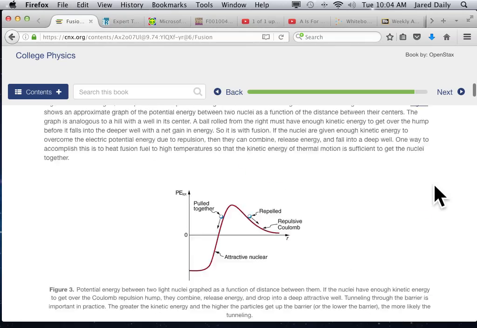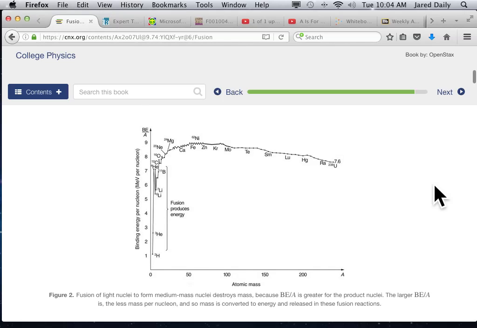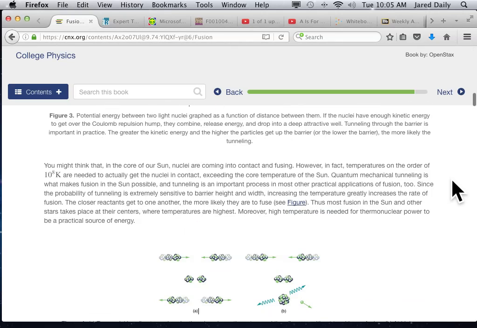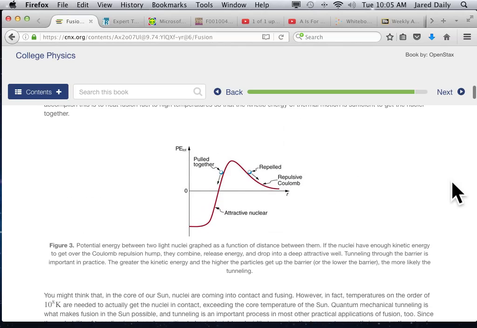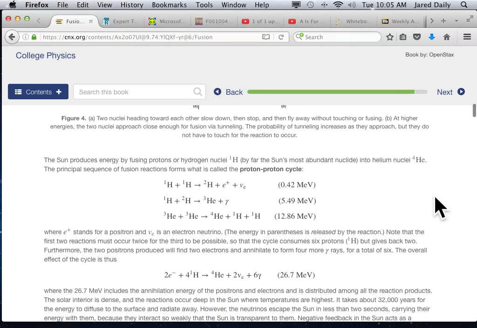Nuclear fusion, nuclear fission. Starting with fusion, because fusion is what makes the sun shine, right? So what's going on with nuclear fusion? Here we go. It is a process in which hydrogen becomes helium.